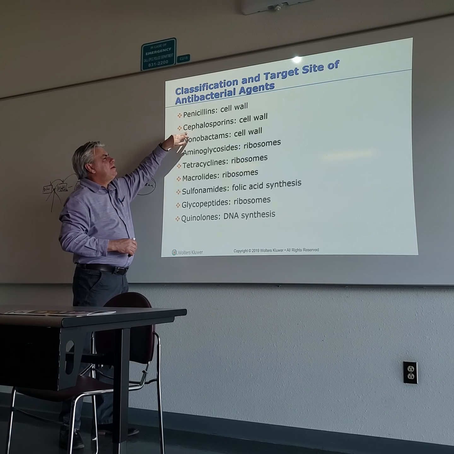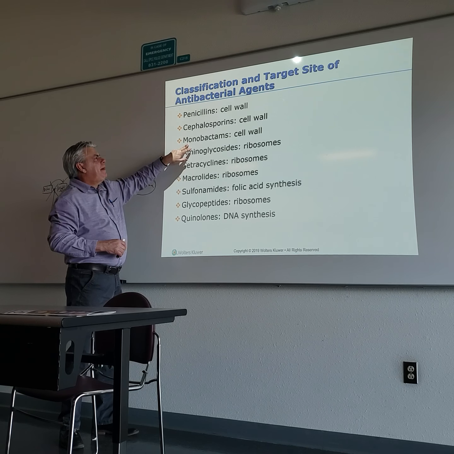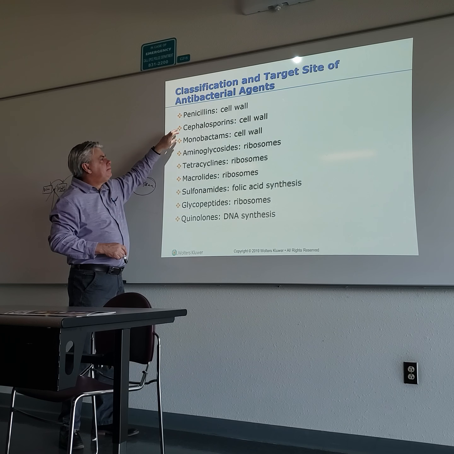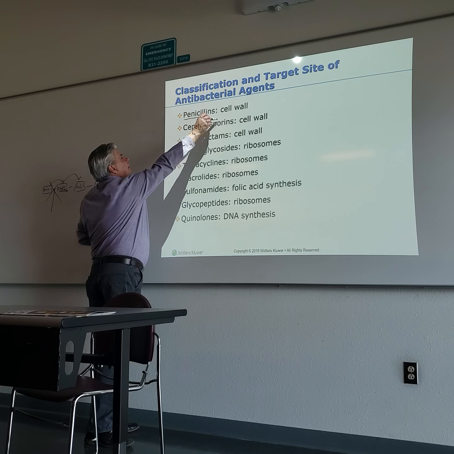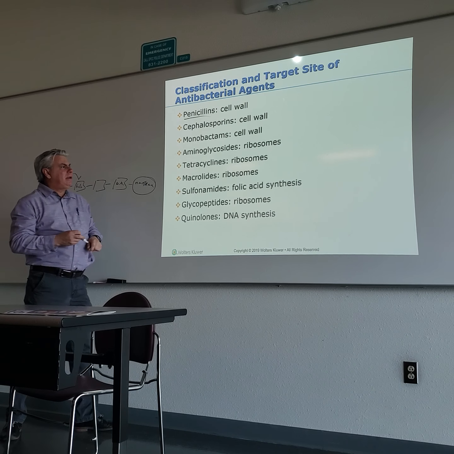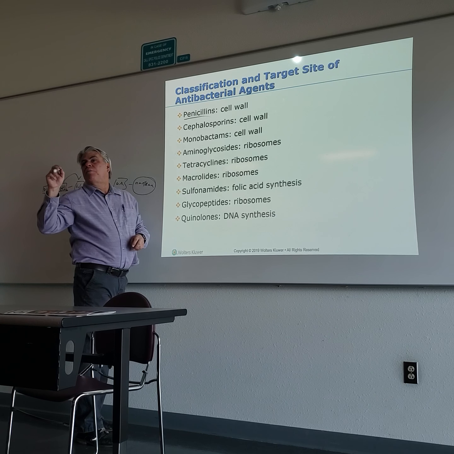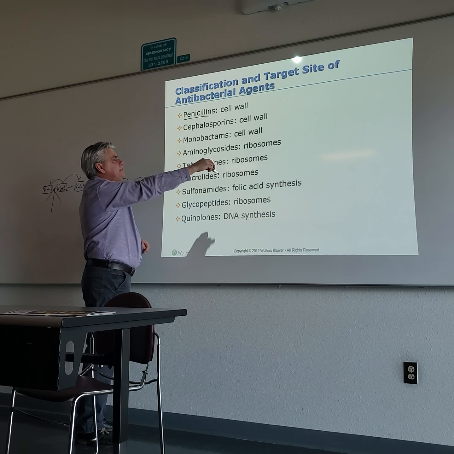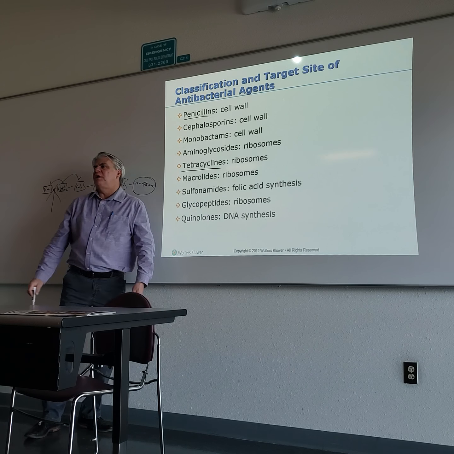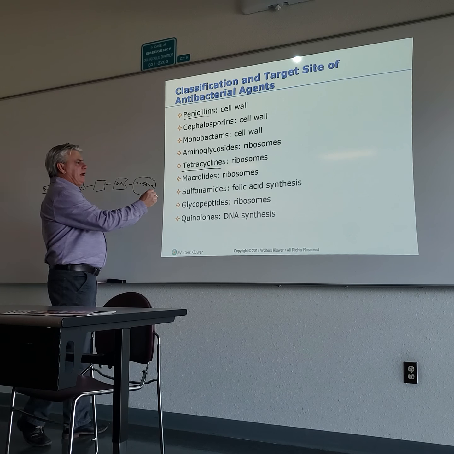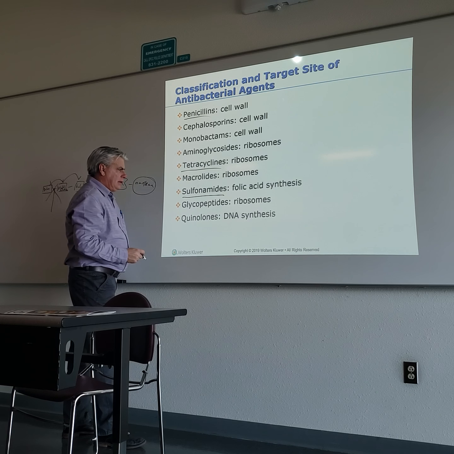Penicillin and cephalosporins and monobactams are all going to be what? Cell wall synthesis inhibitors, right? The one I want you to know is the beta-lactams. Aminoglycosides, tetracyclines, and macrolides are all going to be protein inhibitors. They bind to the ribosomes and inhibit protein synthesis. And once you know the tetracyclines. Sulfonamides, I just told you about, folic acid synthesis.